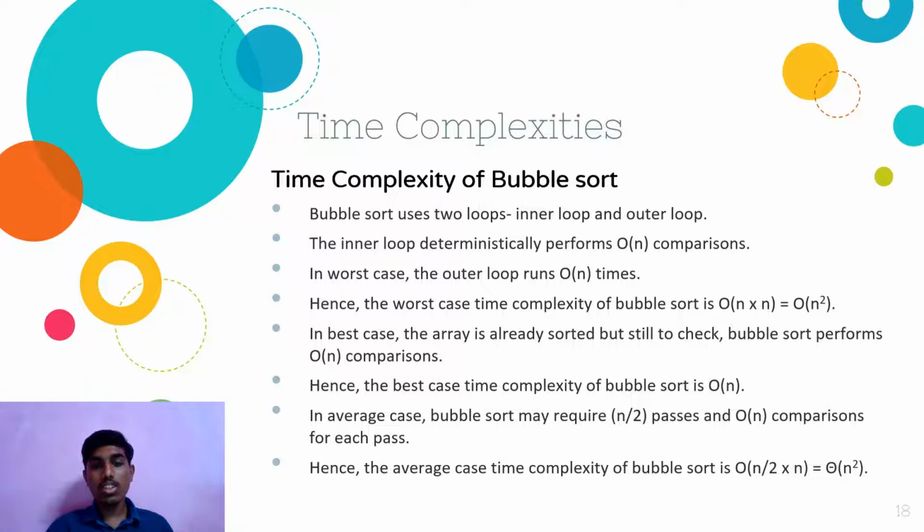In the best case, the array is already sorted, but to check this, bubble sort performs order of n comparisons. Hence, the best case time complexity of bubble sort is order of n. In the average case, bubble sort may require n by 2 passes and order of n comparisons for each pass. Hence, the average case time complexity of the bubble sort is order of n by 2 times n, which is order of n square again.